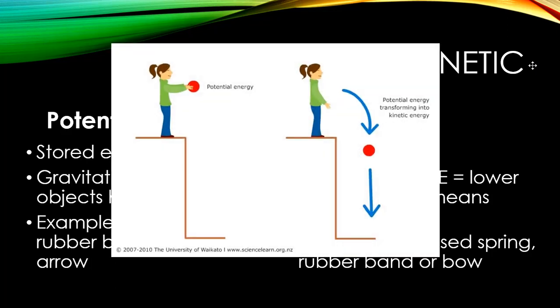Here's a little diagram of somebody with potential energy. The ball has potential energy because it's high up, and when they let go of the ball, that potential energy will transform into kinetic energy. That second picture, where the ball is halfway down, is half potential, half kinetic, and then if there were another picture of the ball right down there at the bottom, it would be almost all kinetic and almost no potential.